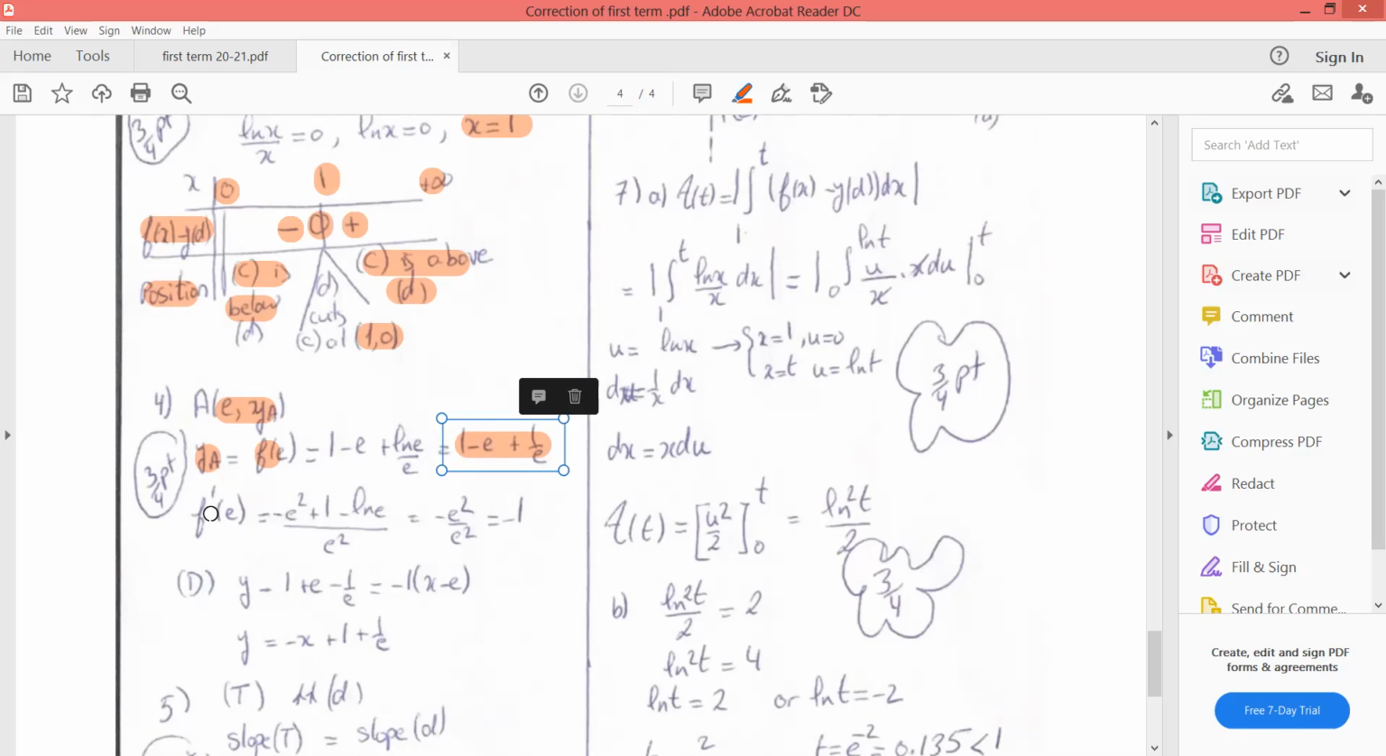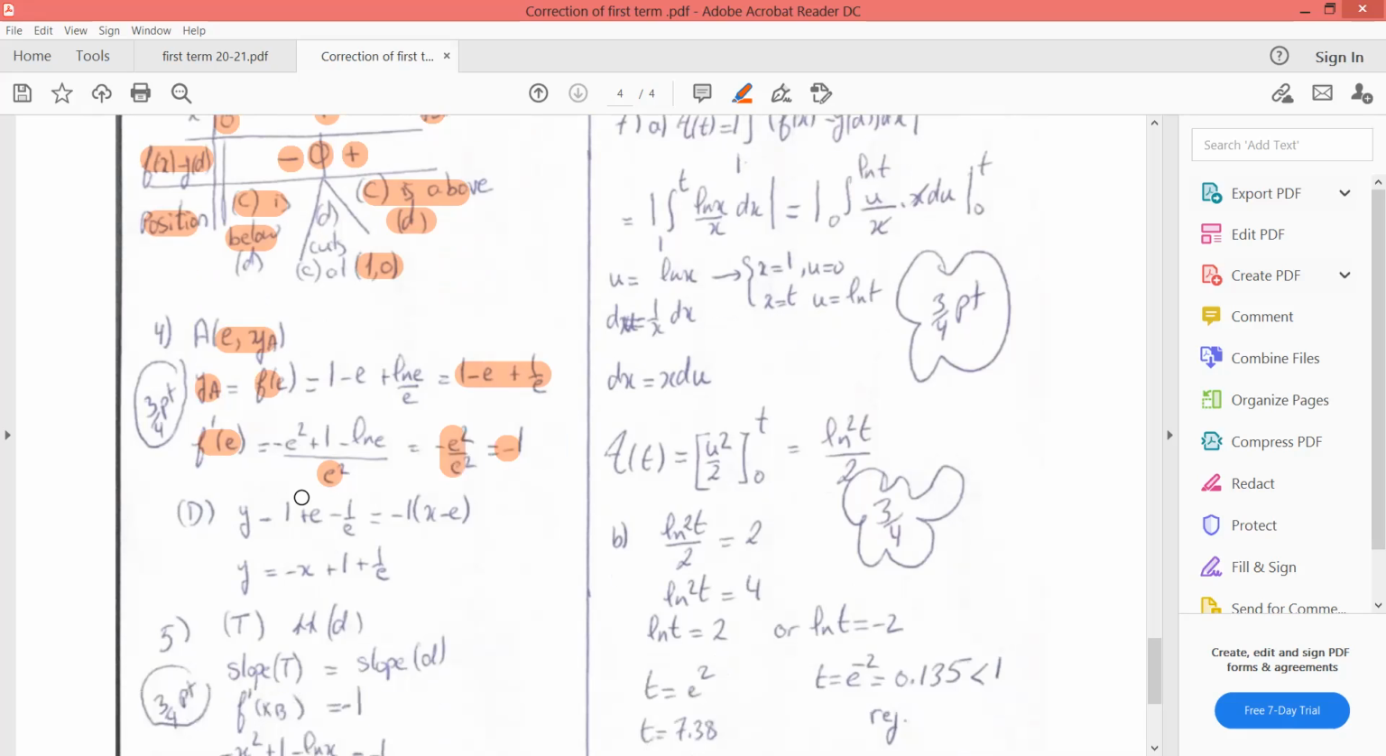f prime of e, to calculate the slope, equals minus e squared plus 1 minus ln e over e squared. So I get minus e squared over e squared, which is equal to minus 1. And the equation of the tangent: y minus y_A equals the slope, which is minus 1, times x minus x_A, which is e. So we simplify, we get y equals minus x plus 1 over e. It is an easy part.